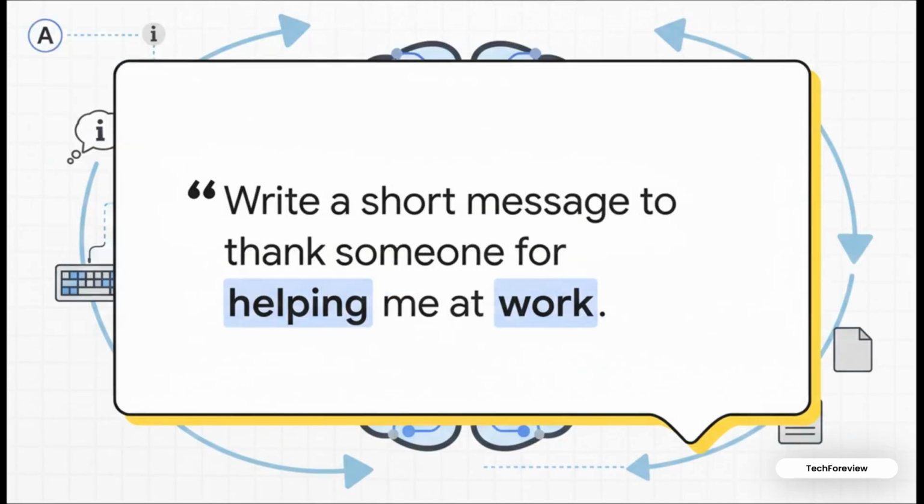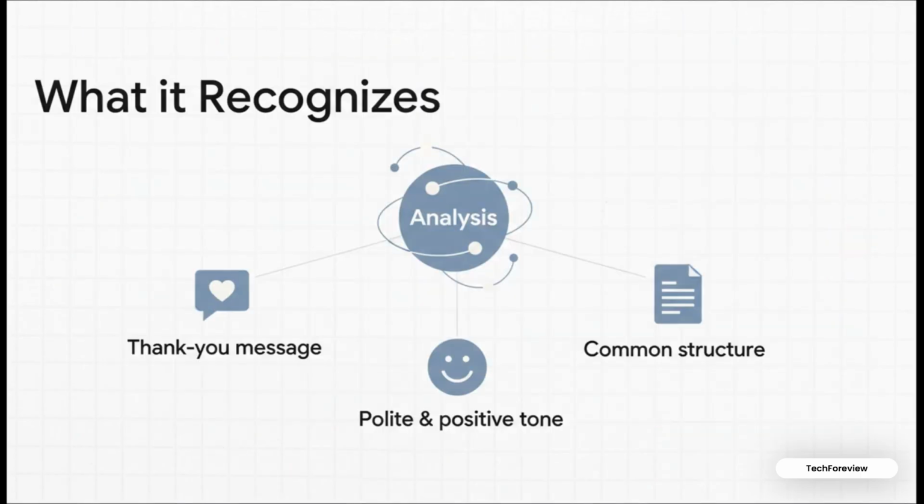Let's use a simple example to make this clearer. Imagine you give an AI this prompt. So what does the LLM recognize here? It sees the patterns. It picks up on keywords like thank and work. It figures out the tone should be polite and positive. And it knows the usual structure for this kind of message because it's seen thousands of them before.